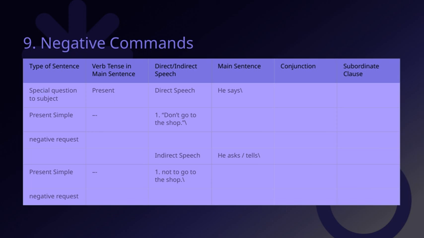The key takeaway here is that negative commands are mostly formed using the base form of the verb with don't. And when reporting these commands indirectly, we often shift to the infinitive form, not to go. Understanding this structure helps us accurately report or give negative instructions in both spoken and written English. Remember, the overall theme of this presentation is understanding how to use different sentence types correctly, and negative commands are an essential part of that, especially when expressing restrictions or prohibitions clearly and appropriately.